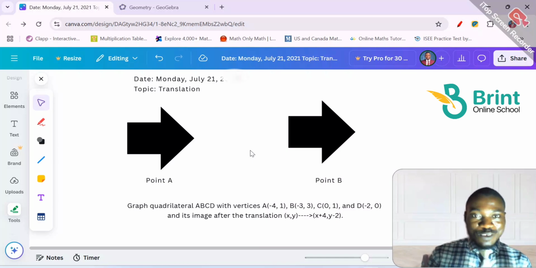And of course, as humans, we perform this translation on a daily basis. We move from one point to another. Of course, we don't leave some part of our body behind. We move along with every part of our body. That's exactly what translation is all about in mathematics.